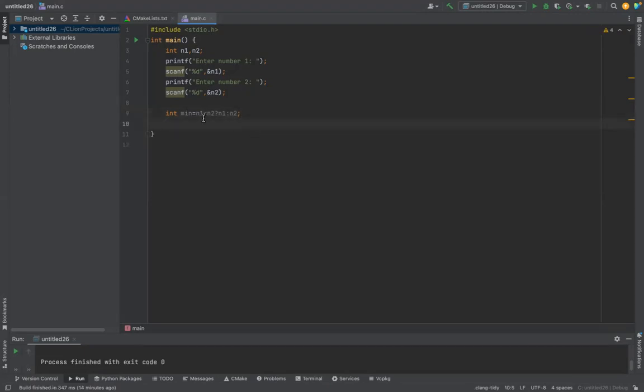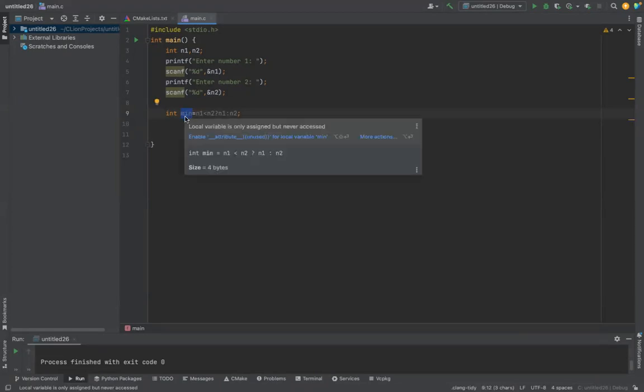Okay. So this is a ternary operator. Otherwise, if you do not like the ternary operator, you can use the if else condition. If n1 less than n2, then minimum is n1. Otherwise, minimum is n2. Okay. Now we have the minimum value. Suppose that you enter 10 and 15, the minimum value is 10.